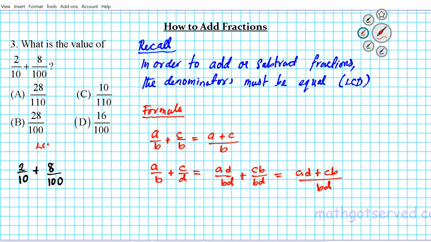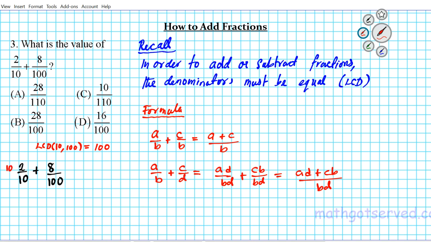So the LCD of 10 and 100 is going to be 100. Why is that? Well, because 10 happens to be a factor of 100. So the smallest number that these two can go into evenly is the bigger of the two, since the smaller is a factor of the bigger. Easy way to do it. Now let's go ahead and alter this fraction, expressing the first fraction as an equivalent fraction with the same denominator as the second.